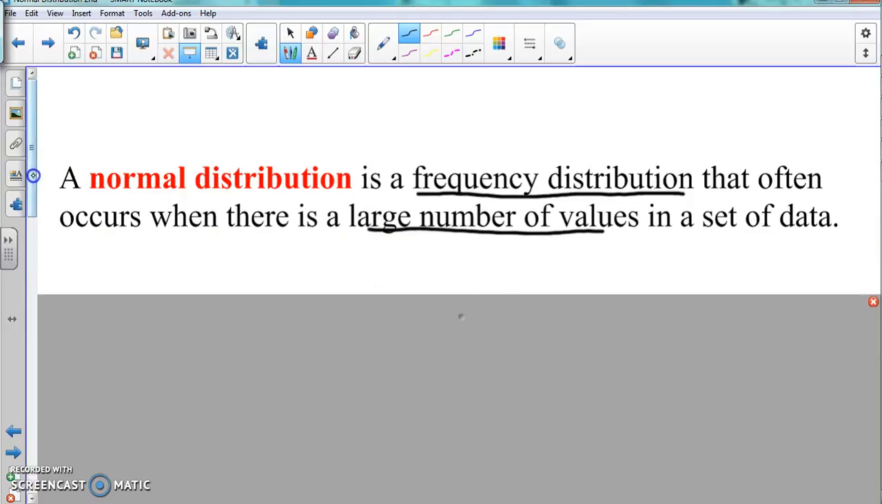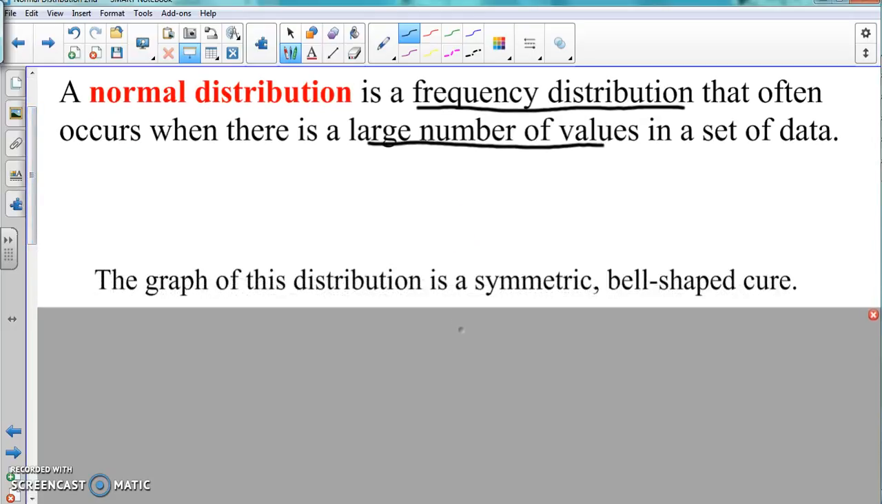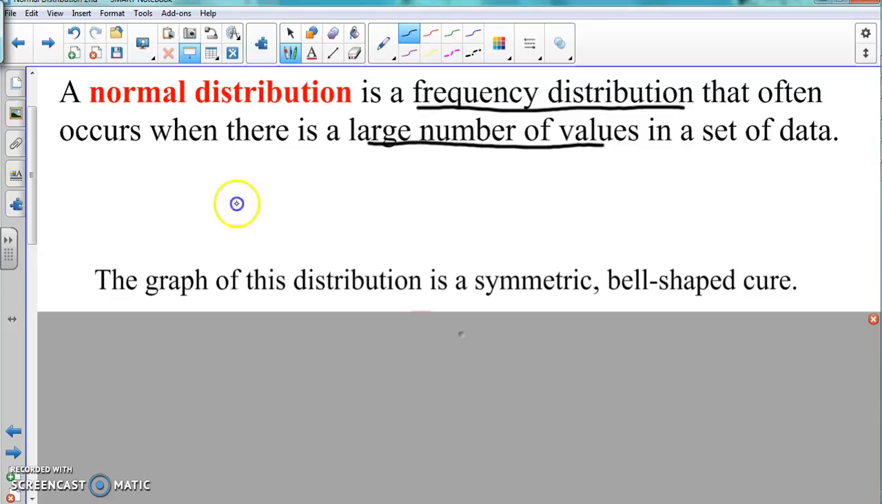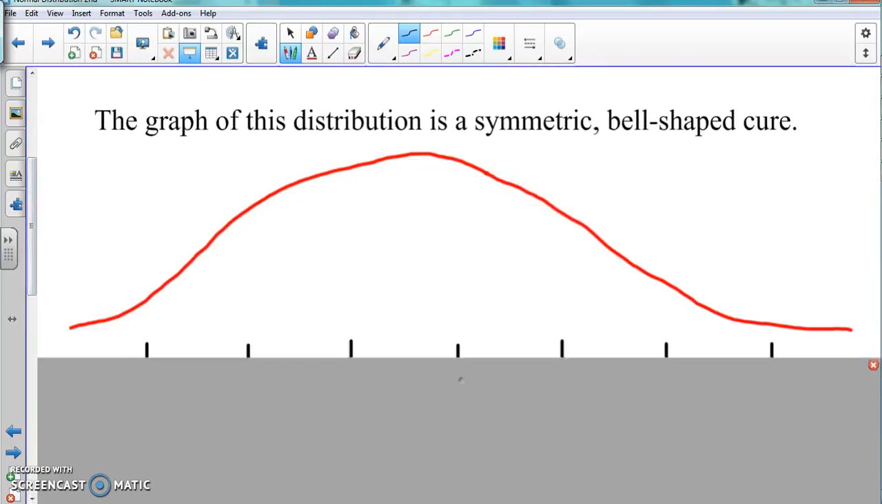Alright, so with normal distribution, when we talk about the actual graph of it, the graph of this distribution is a symmetrical bell-shaped curve. And hopefully you've heard that before, the bell-shaped curve. If you haven't, it's okay. People have talked about bell-shaped curves before, like in the news. So when it comes to our normal distribution, we talk about a bell-shaped curve. This is what it's going to look like, and I want you to copy all this down. Yes, I do.